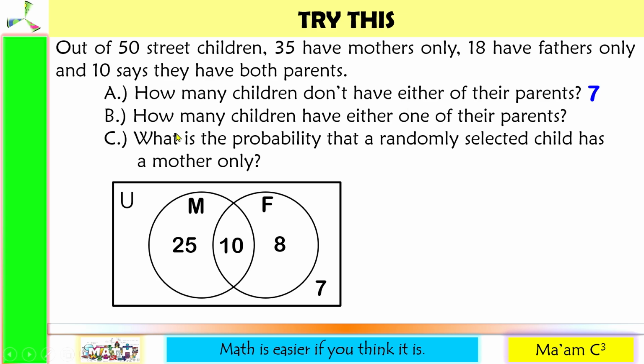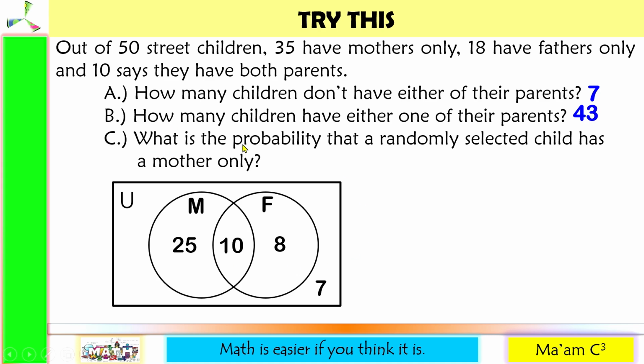Letter B, how many children have either one of their parents? So they could have a mother or a father or both mother and father. So we simply have to add these three numbers here. Again, 25 plus 10 is 35 plus 8 is 43.